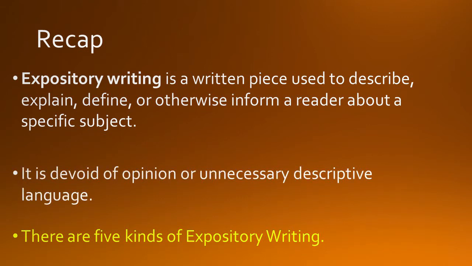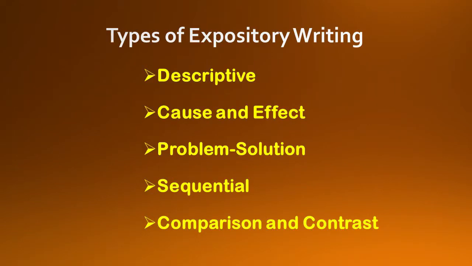Lastly, we learned that there are 5 kinds of expository writing. Can you name those 5 pieces? Descriptive, cause and effect, problem and solution, sequential, and there is one more: comparison and contrast. Did you get that last one, or did you take a while? If you did, good job.